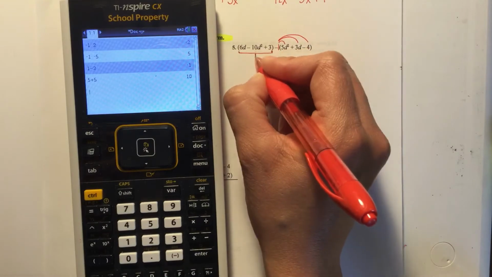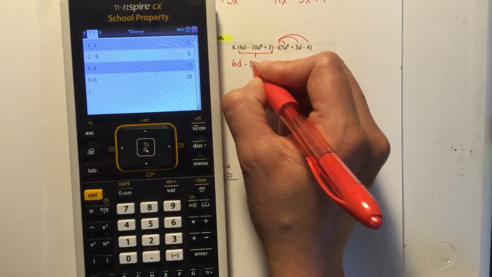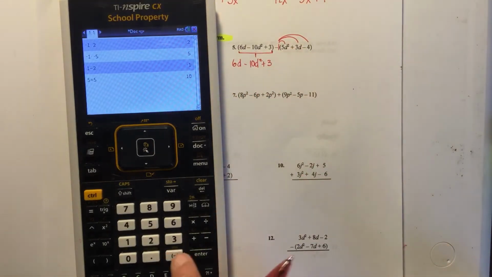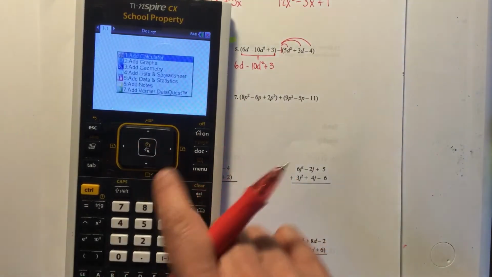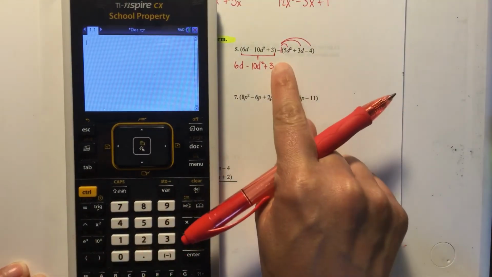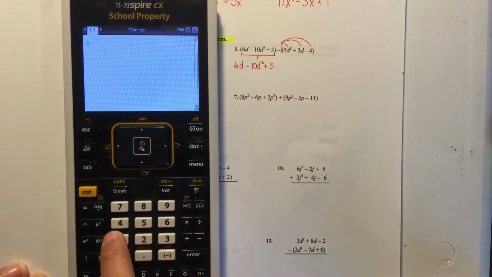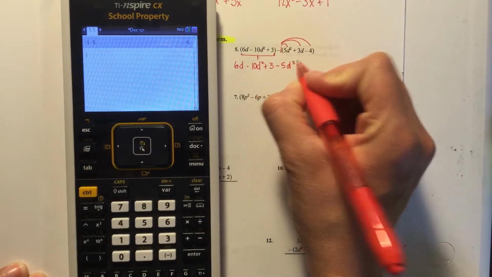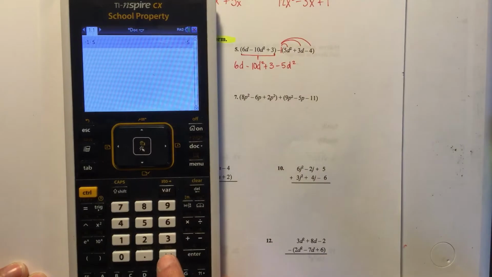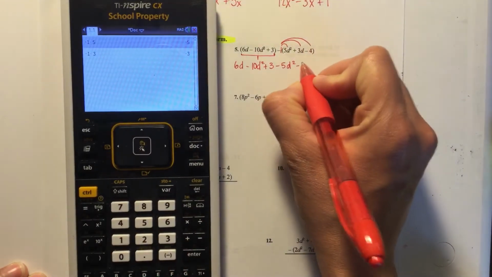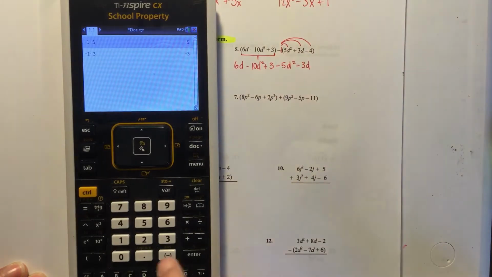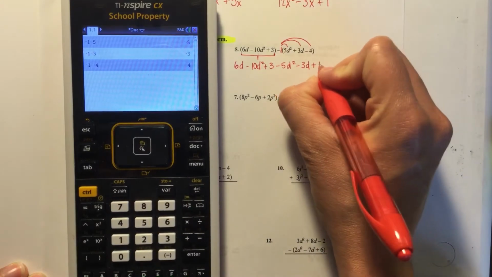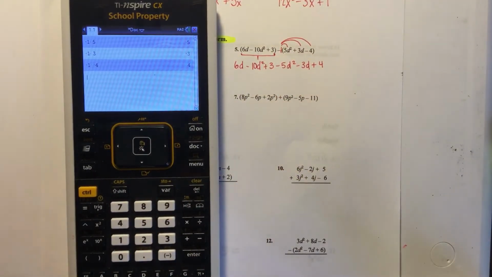So again, bring all of this down first. 6d minus 10d squared plus 3. When you distribute, you're going to multiply negative 1 times 5. Negative 1 times 5, negative 5. So you get a negative 5d squared. Here you take a negative 1 times 3. Negative 1 times 3. Negative 3d. Here you take a negative 1 times a negative 4. Negative 1 times a negative 4 is a positive 4. So plus 4. Now you're done, and now you need to combine your like terms.